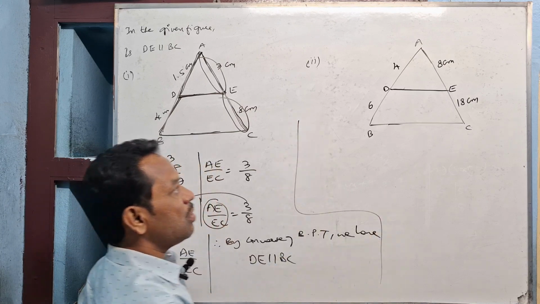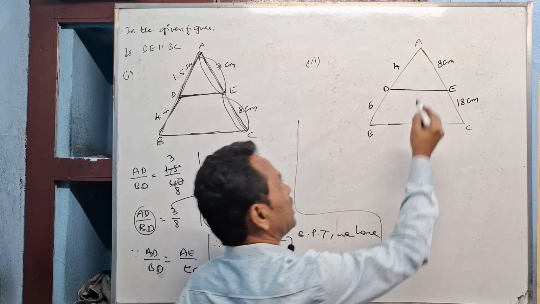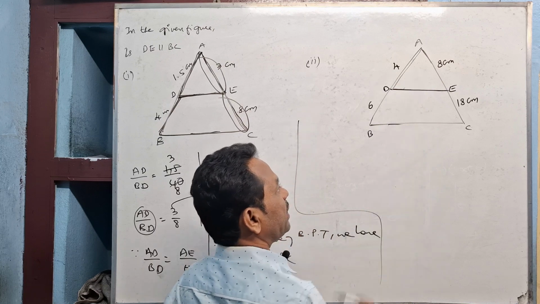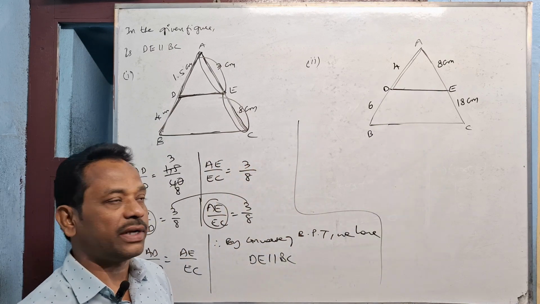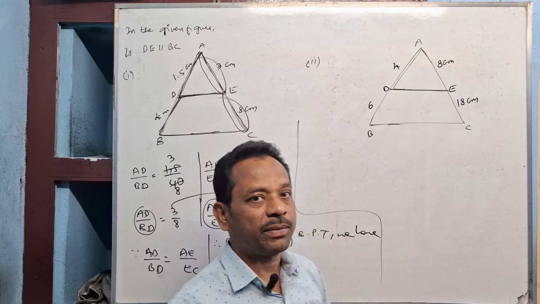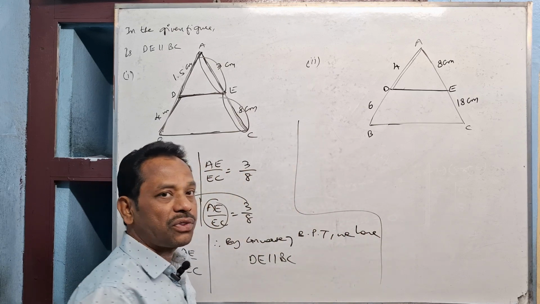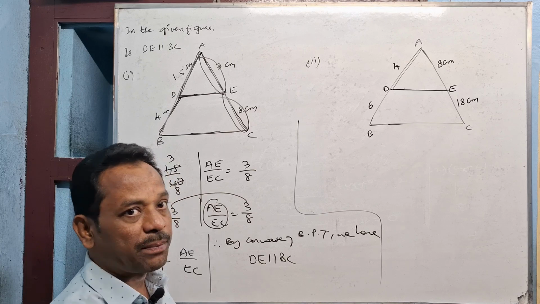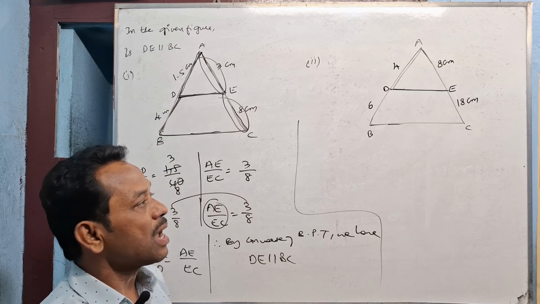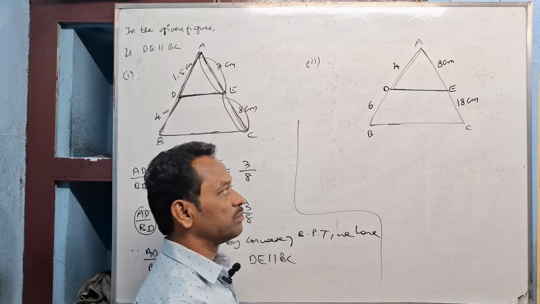Now in this second question, it is given that AD equal to 4 centimeter, BD equal to 6 centimeter, AE equal to 8 centimeter and EC equal to 18 centimeter. Now you try this question, and if you are facing any problems, just comment. I will help you to solve this sum.